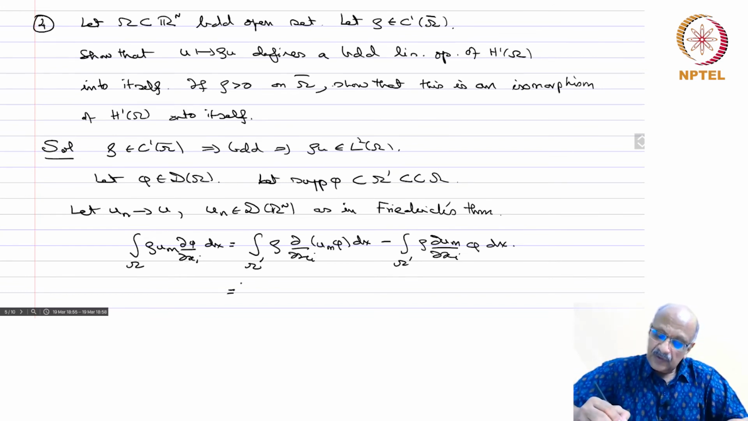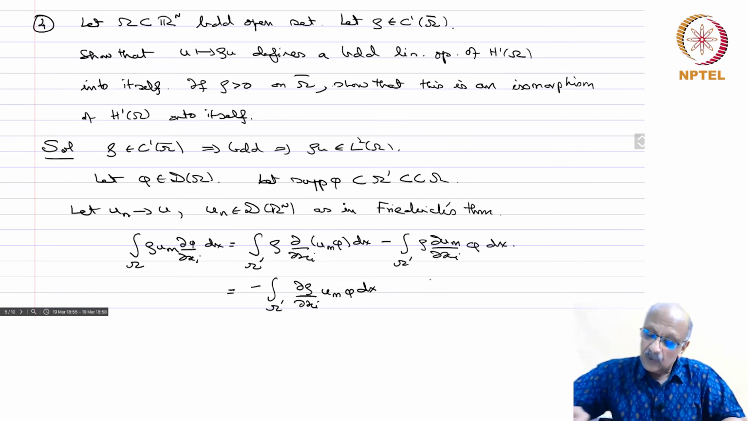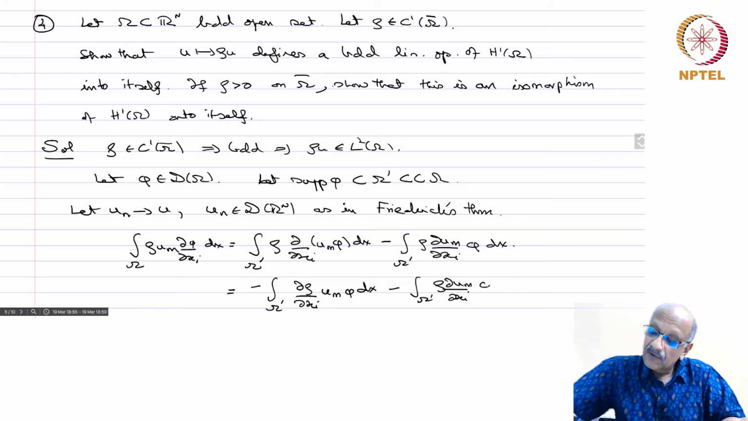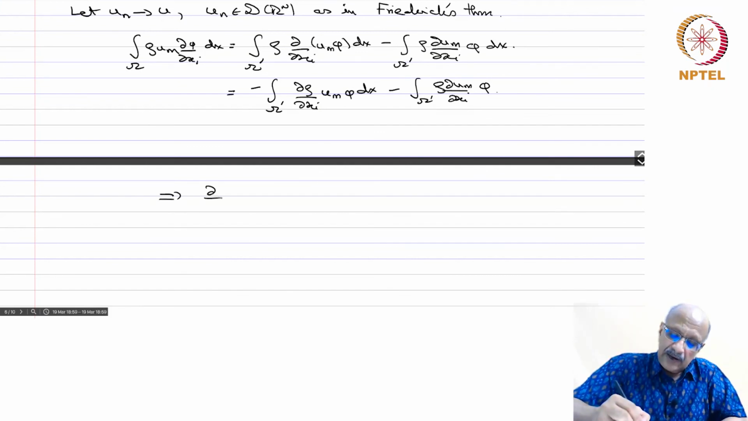Now the first term is equal to, using that rho is a C1 function, a smooth function, and phi is in D of omega, I can write this by integration by parts as minus the integral on omega prime of d rho by dxi un phi dx. There is no boundary term because the support of phi is inside omega prime. So on the boundary of omega prime it will vanish, and therefore there will be no boundary term. Minus the integral on omega prime of rho dun by dxi phi.